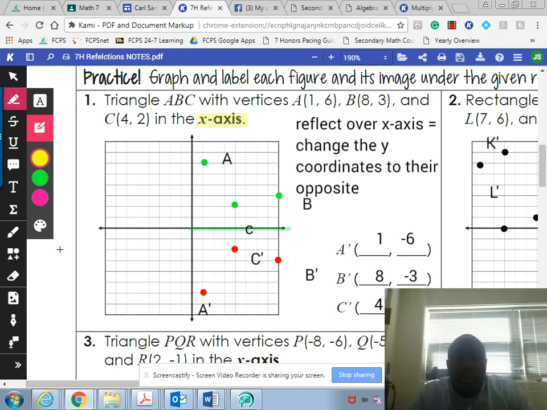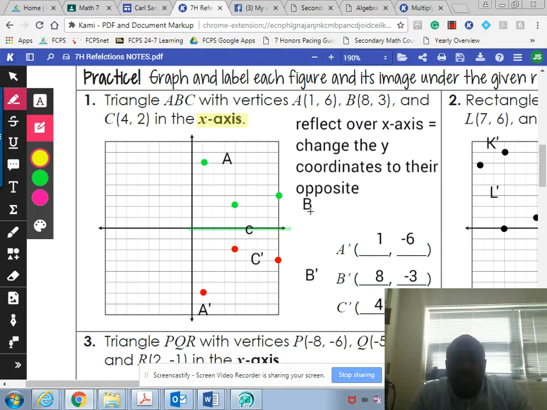The first thing we need to do is plot all these points. So that's what I did. I plotted 1, 6. I plotted 8, 3, so 1, 2, 3, 4, 5, 6, 7, 8, and up 3. And I also plotted 4, 2. That's all those different points. This is point C, this is point B, and this is point A.